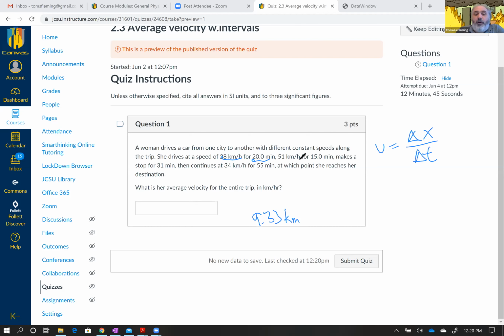Then during the second part, 51 kilometers per hour for 15 minutes. Well, 15 minutes is a quarter of an hour. So she's going to go another 12.75 kilometers. Then it says she's stopping for 31 minutes. So during that 31 minutes, she's not going anywhere at all, so she's covering no distance from that. And then lastly, she's going 34 kilometers per hour for 55 minutes. 55 minutes divided by 60 is 0.9166 hours. So that times 34 means that during that last 55 minutes, she's going to travel 31.16 kilometers.